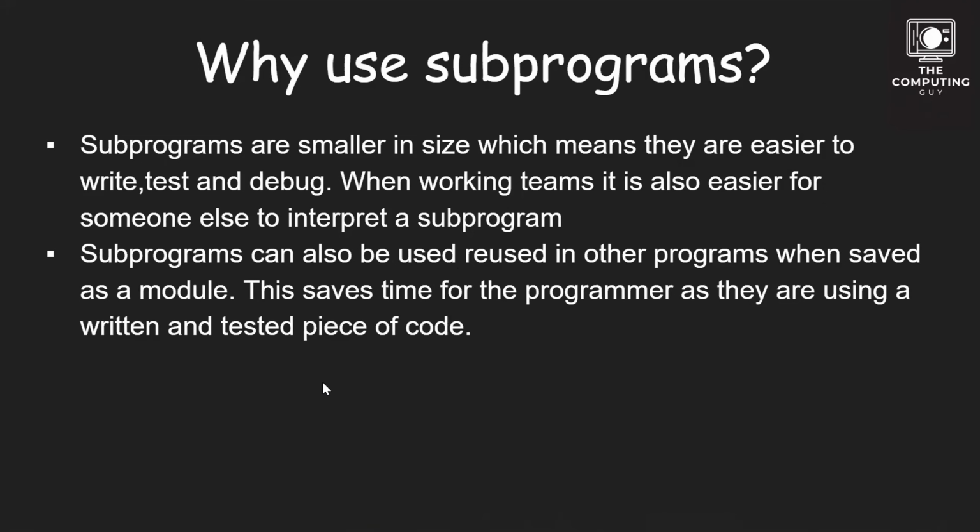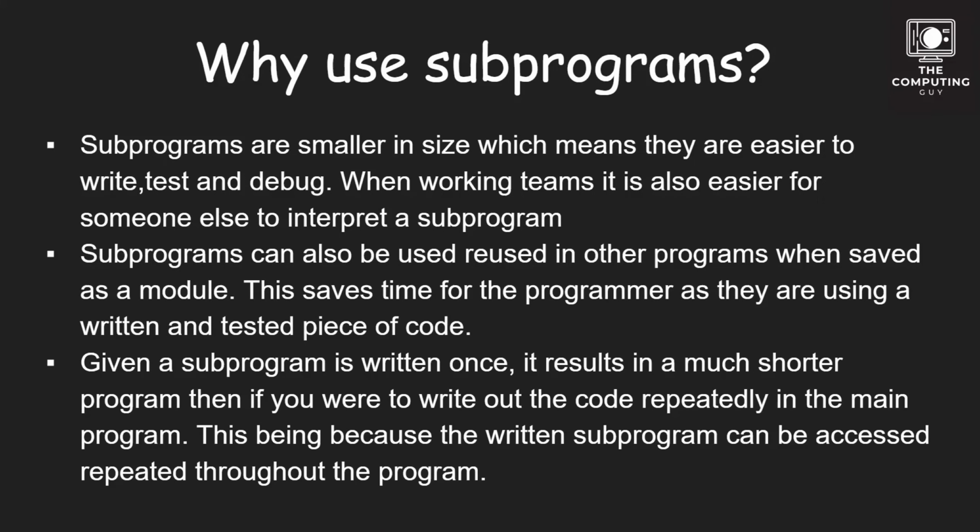And also subprograms can be constantly reused in your own program, but also other programs. When you save it as a module or save it to a library, this allows the programmer to save time because they can use code that's already been written and tested. So you know that it's perfectly fine. There's no potential bugs or errors. And finally, given a subprogram is written once, it results in a much shorter program. Okay, we don't need to repeatedly write out the program like mentioned earlier on. This is because the subprogram can be accessed throughout the whole program.